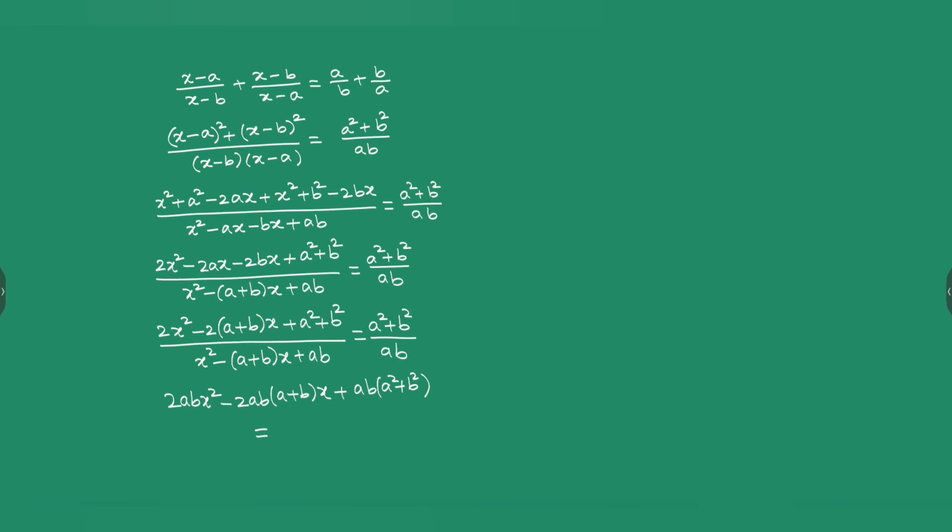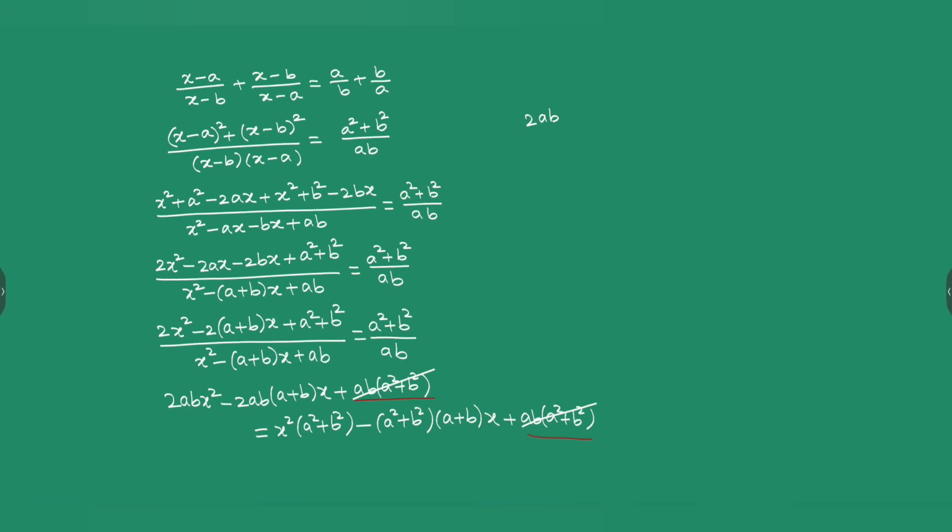is equal to x square into a square plus b square. A square plus b square will be multiplied everywhere, minus a square plus b square into a plus b into x, then plus ab into a square plus b square. So if you observe here we have ab into a square plus b square, here also ab into a square plus b square. So we can cancel these two, both the sides. So that is cancelled.